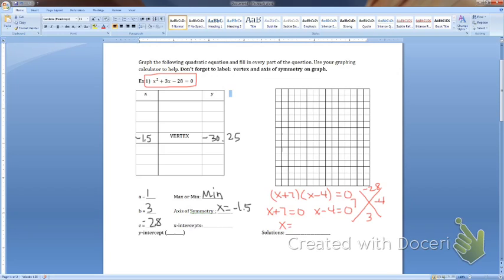So we get x to be negative 7 and x to be 4. So those are my x-intercepts. That means the graph crosses at positive 4 and negative 7 on my x-axis. So when we go over here to the x-intercept, remember they are points. So when I write x-intercept, I'm going to put the point 4, 0, because that's the point where it crosses, and negative 7, 0.